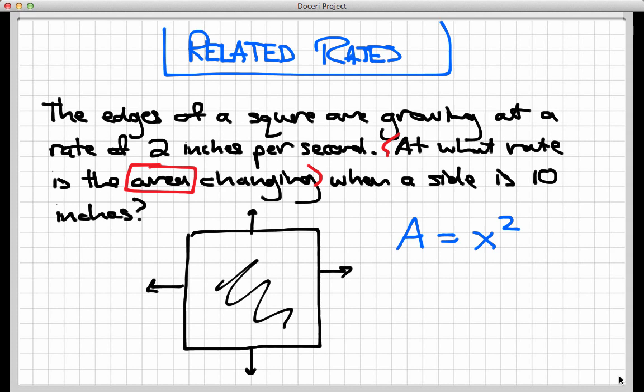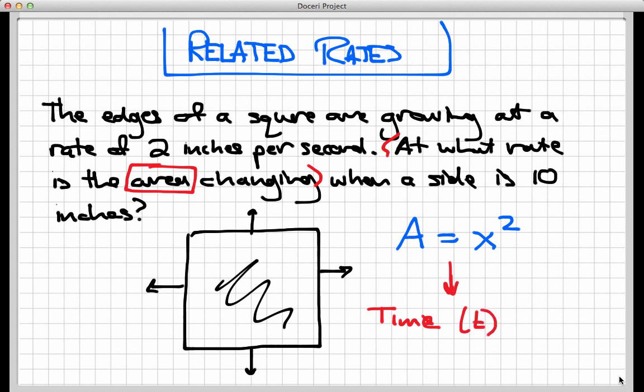So we've identified the variable whose rate of change we're looking for, and we've related that variable back to all the other variables in the problem. Now we need to start thinking about a common third input variable to these two. So what do A and x have in common? Well, they're both growing. They're both changing with respect to time. And so we actually have a common third variable here, and that's time. Both A and x are functions of time in some way or another.